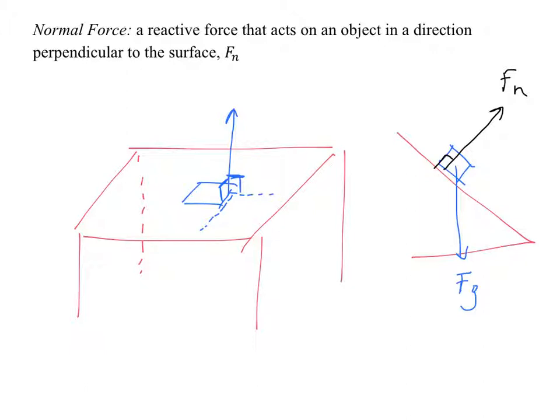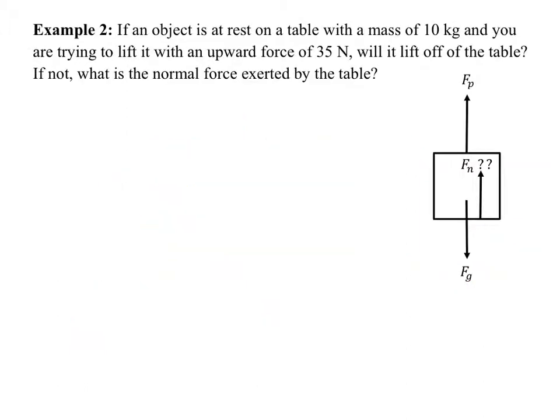All right? Let's look at an example of this where we have 2 stacked. Oh, wait. I jumped ahead. The next one's 2 stacked. Let's look at this one first, where we have an object being pulled on. So an object is at rest on a table with a mass of 10 kilograms, and you're trying to lift it up with an upward force of 35 newtons. Will it lift off the table? If not, what is the normal force that's exerted by the table?